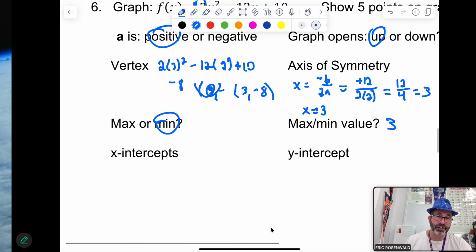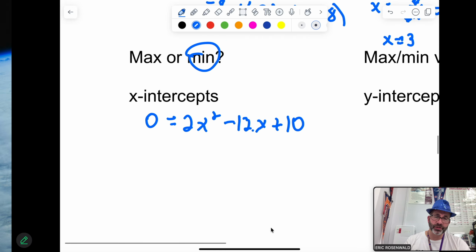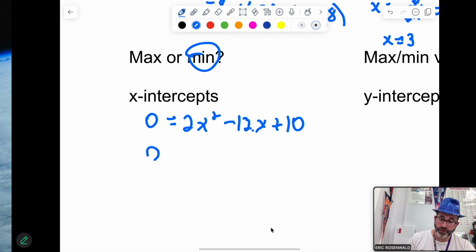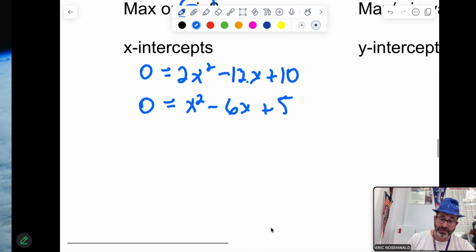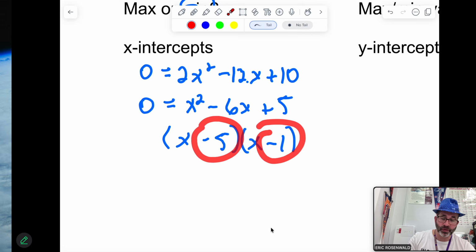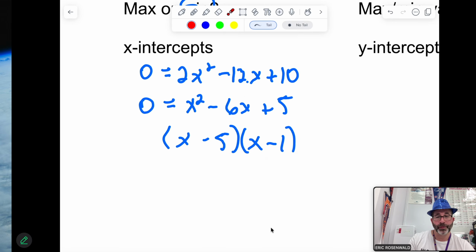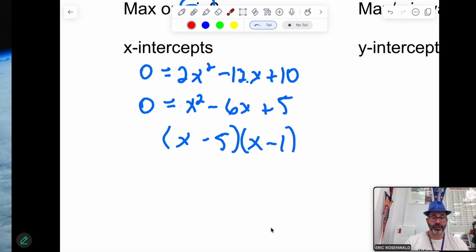All right. For my x-intercepts, we're going to set y equal to 0. We're going to have 2x squared minus 12x plus 10. I'm going to factor the GCF out. I'm going to divide everything by 2. So I get x squared minus 6x plus 5. This is factorable using the x method. We're going to have (x minus 5)(x minus 1). That's because minus 5 minus 1 is minus 6 when we add those together. And then negative 5 times negative 1 does equal positive 5. So that checks out as well.